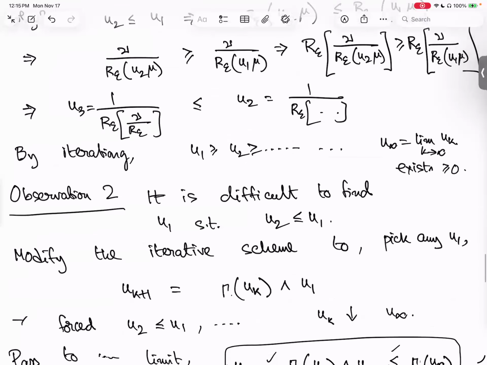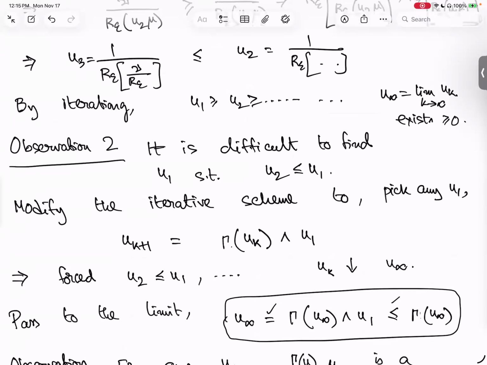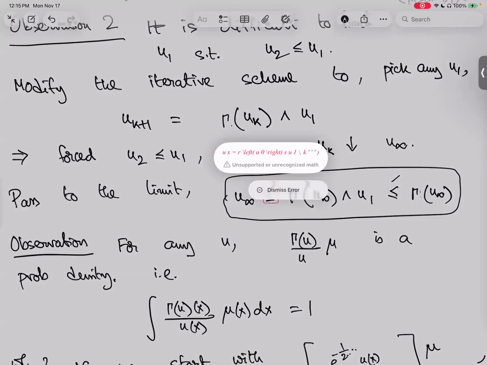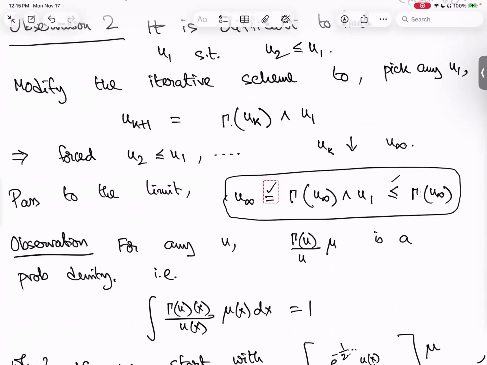So what Fortet does is that he just forces it. He says, okay, you modify the iterative scheme to pick some u1 and define u_{k+1} to be gamma of u_k, minimum with u1. Once you do it, now you get a decreasing sequence. And of course, the price that you pay is that your limit satisfies this equality: u infinity is equal to the minimum of gamma u infinity and u1, not the first one, but this modified one. But this is enough. Because from here we get u infinity must be less than or equal to gamma of u infinity, because it's the minimum of these two functions.